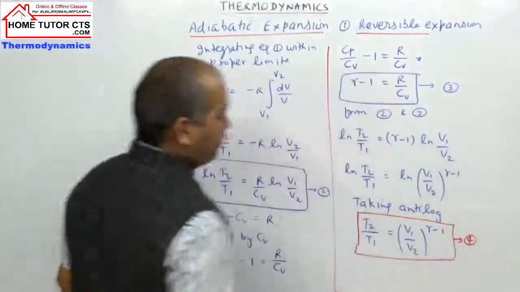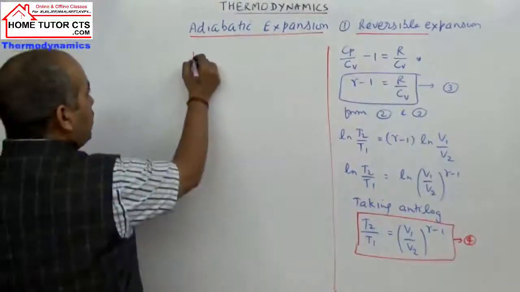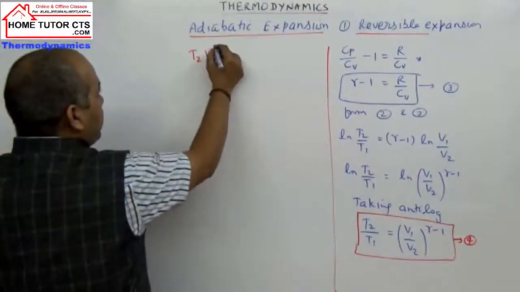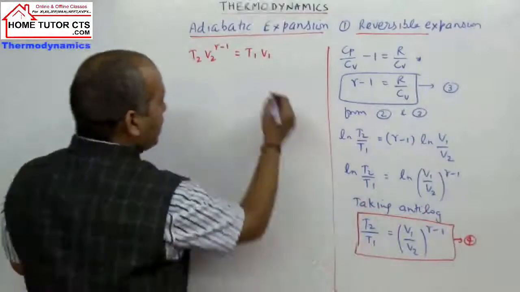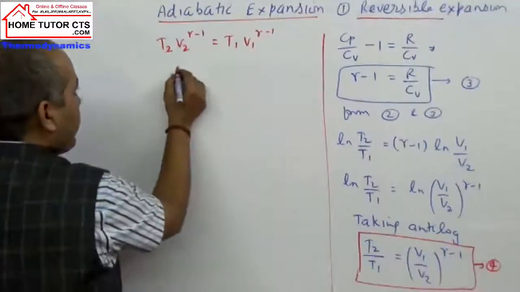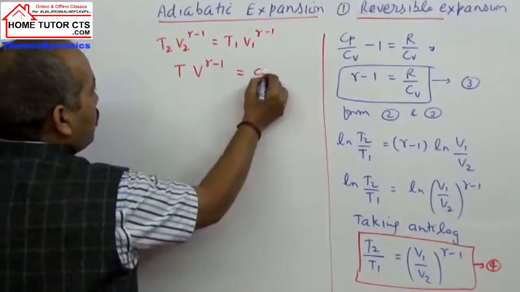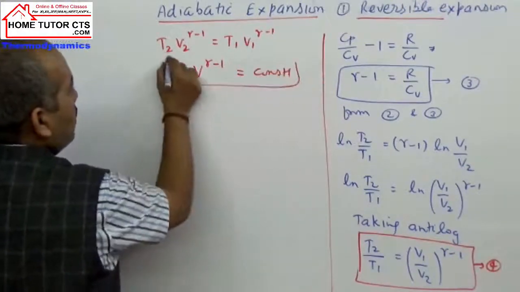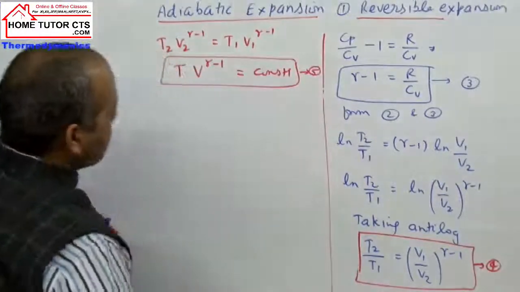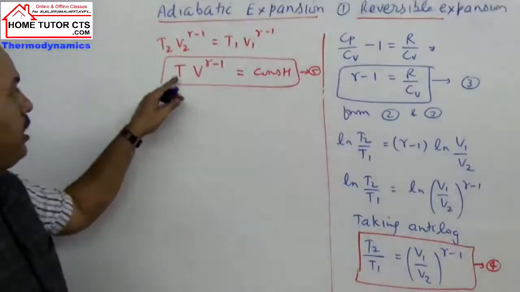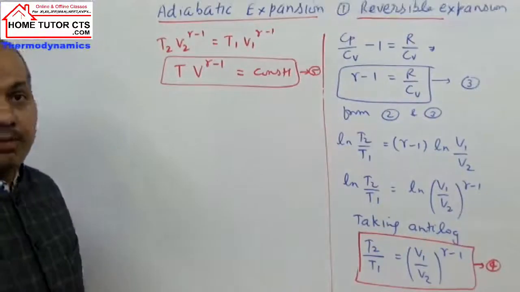Equation number 4 here. Now from this expression I can write the relation that T2 V2 power gamma minus 1 is equal to T1 V1 power gamma minus 1, or I can write TV power gamma minus 1 is constant. One observation. So let's say equation number 5. For adiabatic process, TV power gamma minus 1 is constant. Now we can write equations in other forms as well.